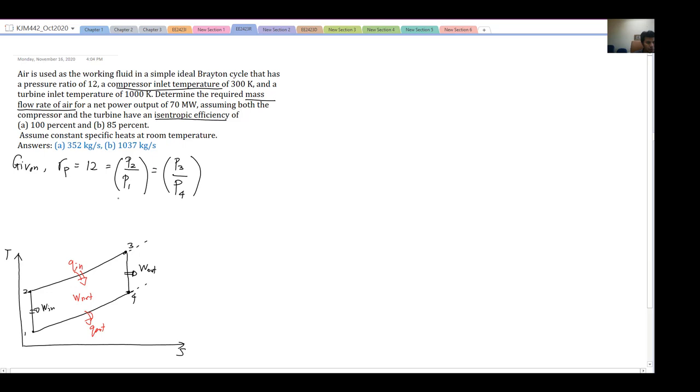Based on this T-s diagram, we know that the compressor inlet temperature of 300 Kelvin is at T1, so T1 is 300 Kelvin. The turbine is 3 to 4, so the turbine inlet temperature must be at point 3. So T3 is 1000 Kelvin.